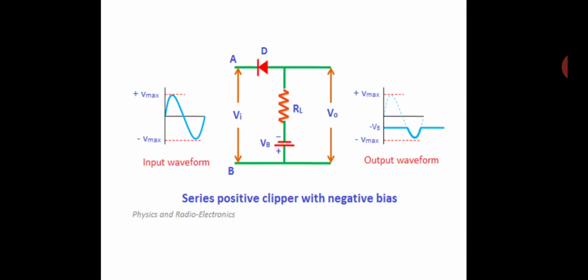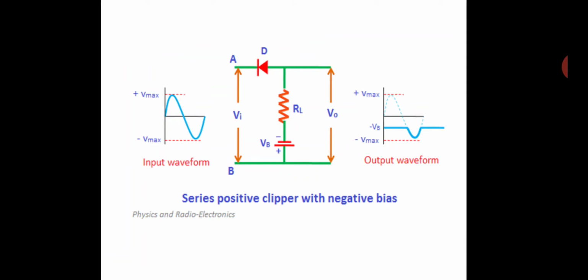In the negative half cycle, when input Vi is negative at point A, the diode's first point is negative, so the diode is forward biased by the input. But Vb is connected to the diode's positive terminal, so the diode is reverse biased by the battery. Between Vi and Vb, which voltage is maximum? The diode works according to that voltage.